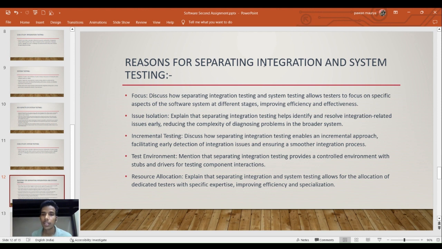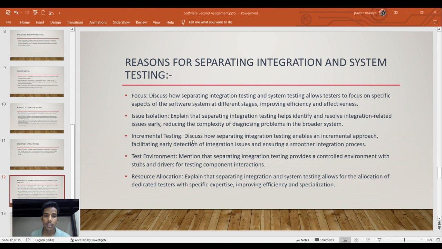Reasons for separating integration and system testing. First one is the focus. Discuss how separating integration testing and system testing allows testers to focus on a specific aspect of the software testing at different stages, improving efficiency and effectiveness. Issue isolation: explain that separating integration testing helps identify and resolve integration-related issues early, reducing the complexity of diagnosing problems in the broader system.